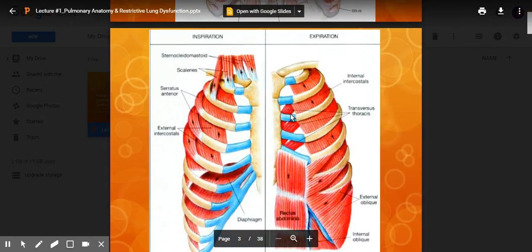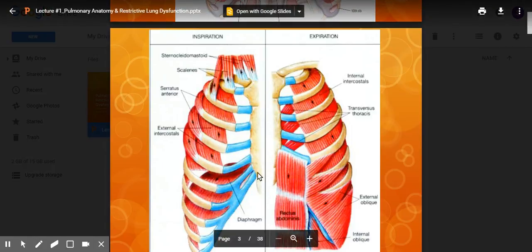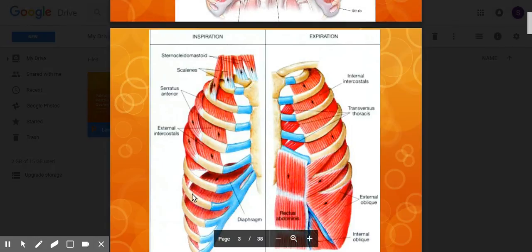The muscles of inspiration and expiration then act on the bony framework of the thorax in order to expand and contract the thoracic cavity as a way of moving air in and out of the lungs. On the left, we have the muscles of inspiration, primarily the external intercostals and the diaphragm. So in normal breathing, the external intercostals and the diaphragm serve as the muscles of inspiration.